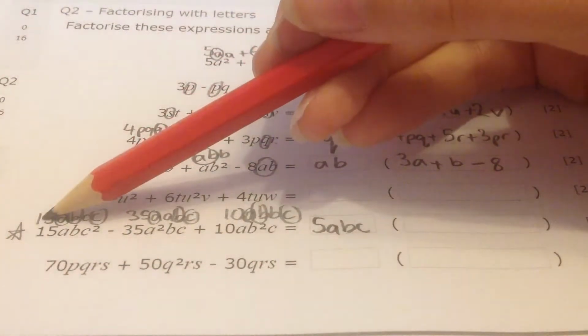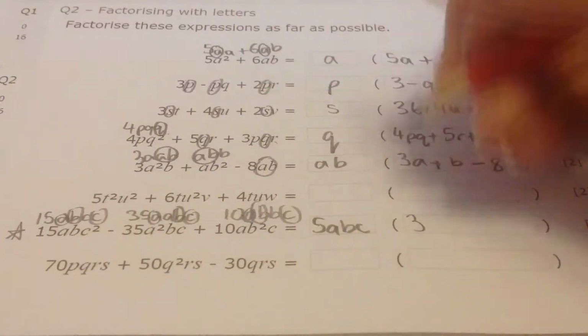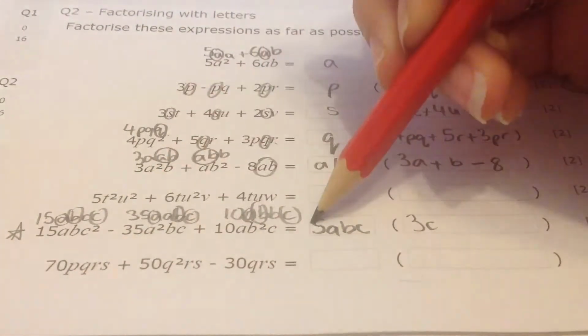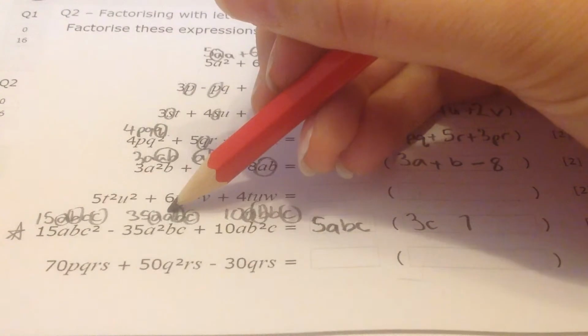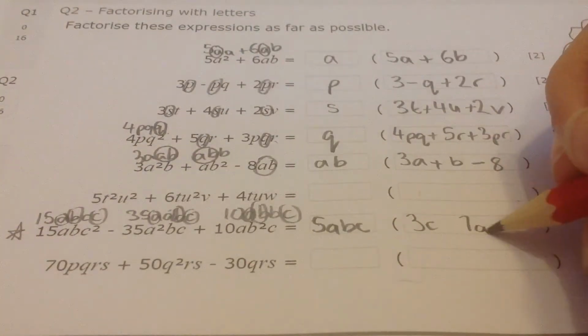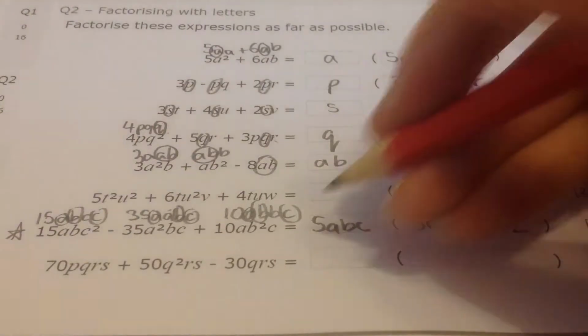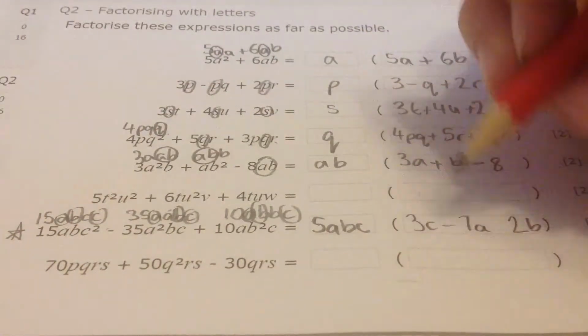So to get the 15, I need to do 5 times 3. And what's left? Just a C. To get the 35, I do 5 times 7. And all that's left letter-wise is an A. And to get 10, I multiply by 2. And I've got an extra B. Minus and plus.